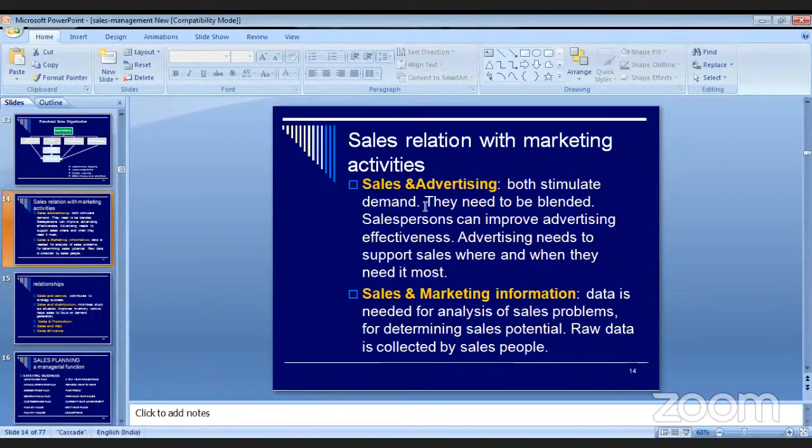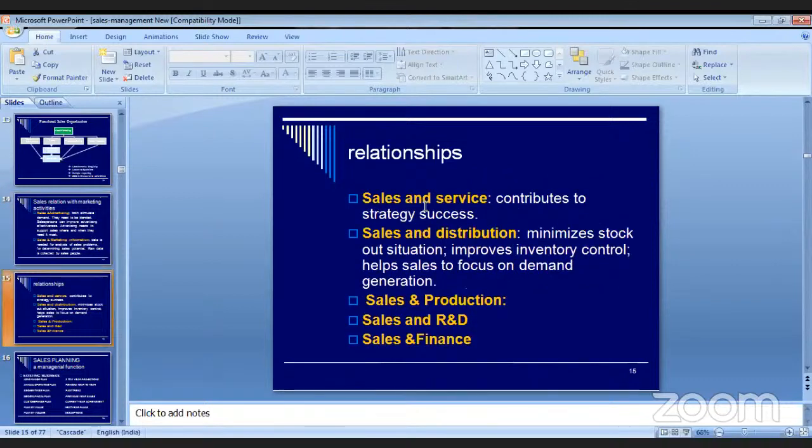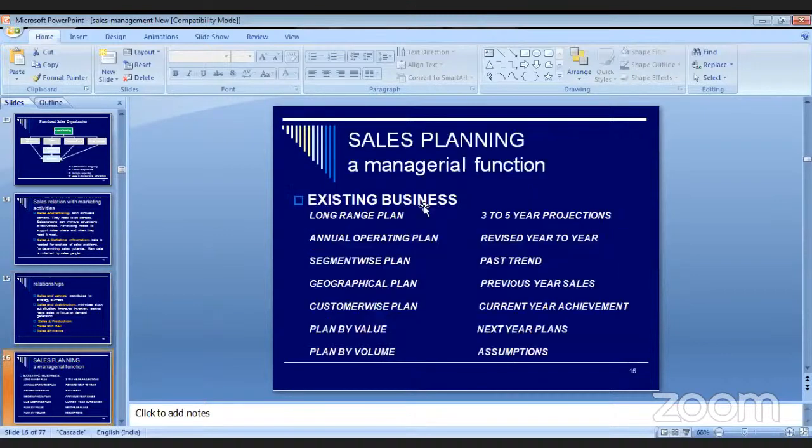Sales, advertisement, the direct sales, raw material purchase and handling. So all this information collection, all these activities are made through sales, service, relationship building, research and development, financing. All these activities are involved in this sales management group. Then come to the sales planning part. Sales planning part.